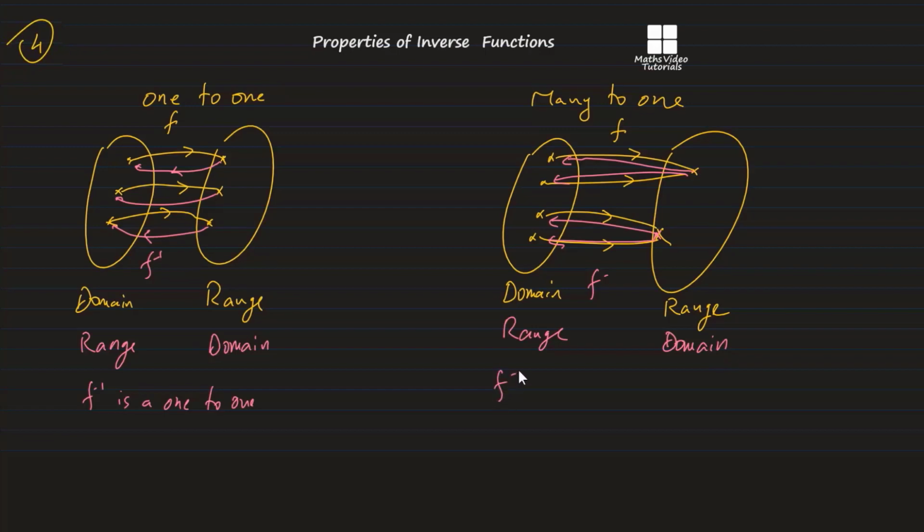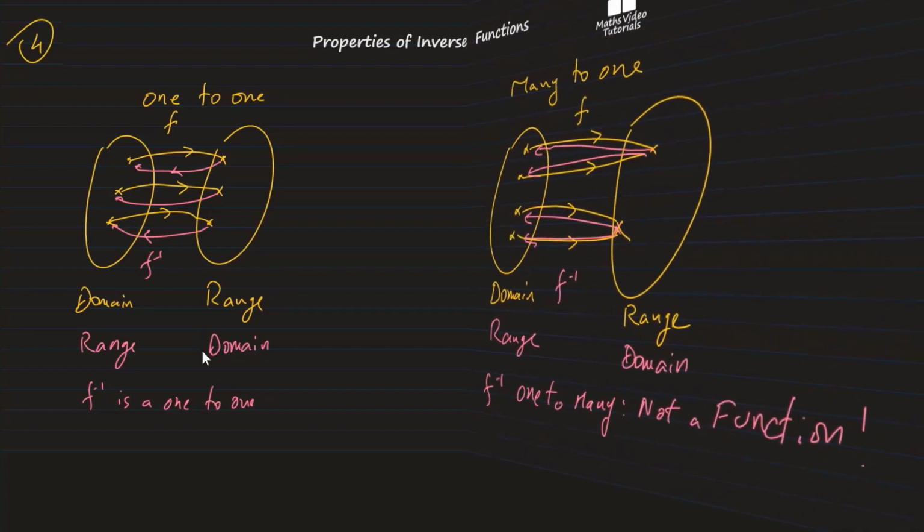So for this one here, a many-to-one function will produce a one to many. So this function here, the inverse function, is one to many. So that is not a function. So you can see we got a problem here. A many to one function does not produce a function. So we can conclude that for property number 4, for an inverse function to exist, the original function f has to be a one to one.